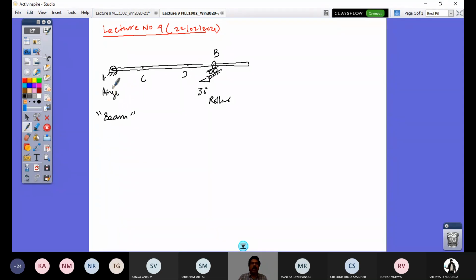So now let's look at the distances. From A to C is 2 meters, and this distance from C to D is 6 meters. I may not have drawn it to scale, but this is a schematic sketch. Here this overhang portion is 3 meters. So the total span of the beam is 5 plus 6, 11 plus 2, 13 meters span. And this 13-meter span beam is supported simply.